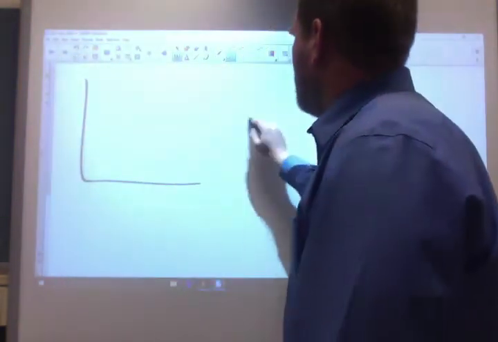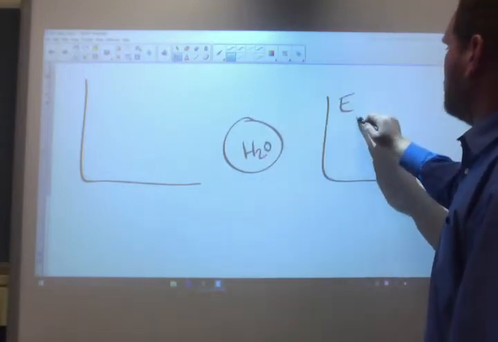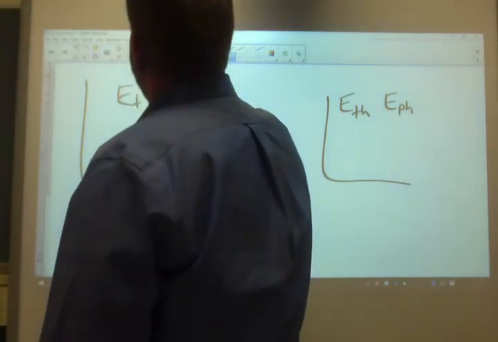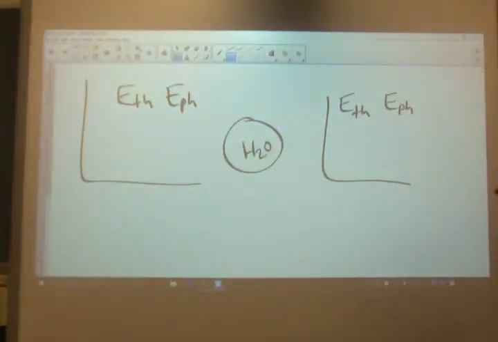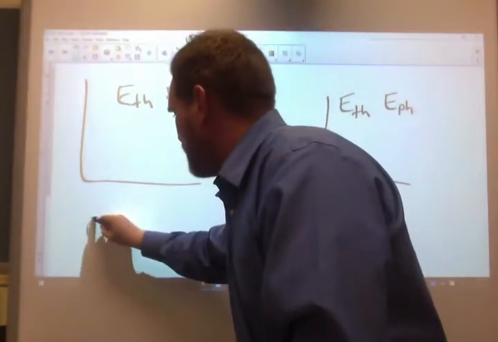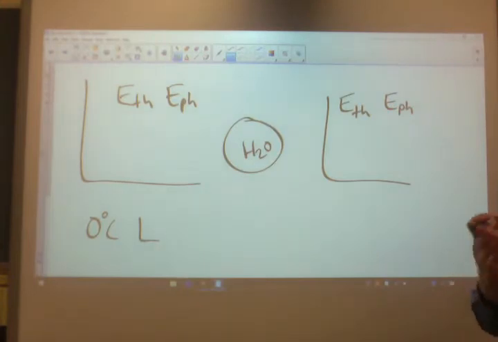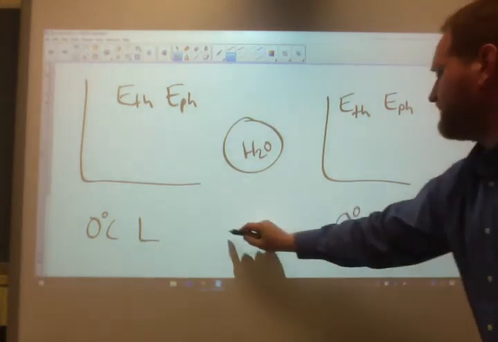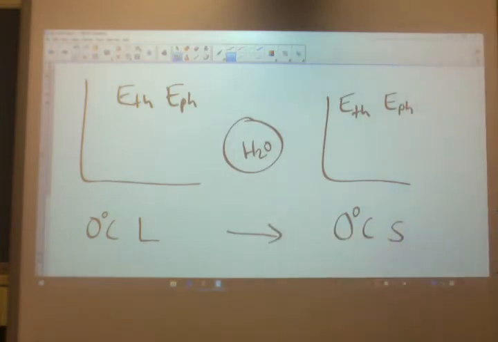Step 2, H2O, ETH, pH. Alright, so our water has now reached 0. So our starting point is 0 degrees Celsius liquid. During this LOL, we're going to be freezing the water. So it's going to turn into 0 degrees Celsius solid. Remember, no temperature change during a phase change.